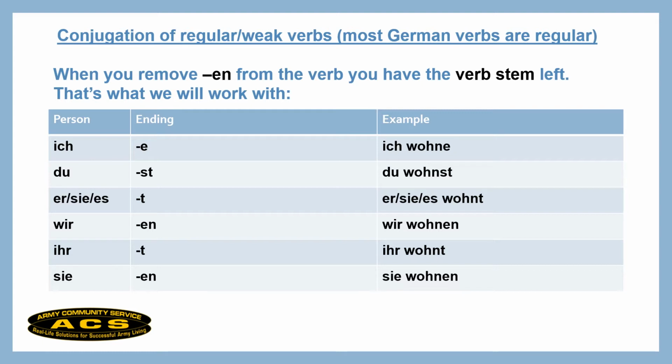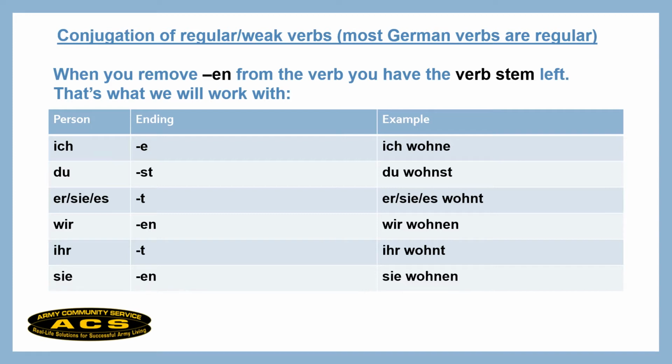You just have to remember a few rules. When you remove en from the verb, what you have left is the verb stem, and that's what we will work with. When you look at the table, you can see that there are different personal pronouns: ich, du, er/sie/es, wir, ihr, sie. So in English, that would be I, you, he, she, it, we, you, they. When you conjugate a verb because you use it with a specific person, then you have to add a specific ending to the verb stem.